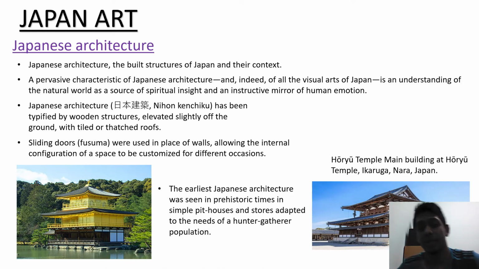Okay. Thirdly, Japan architecture. So you can see the pictures. The pictures are built with wood. So the earliest Japan architecture, this is one kind of building where they are using their creativity. And the second picture is also like that, they use creativity. So they will always do sliding doors, in place of walls, allowing the internal configuration of the space to be customized for different occasions.